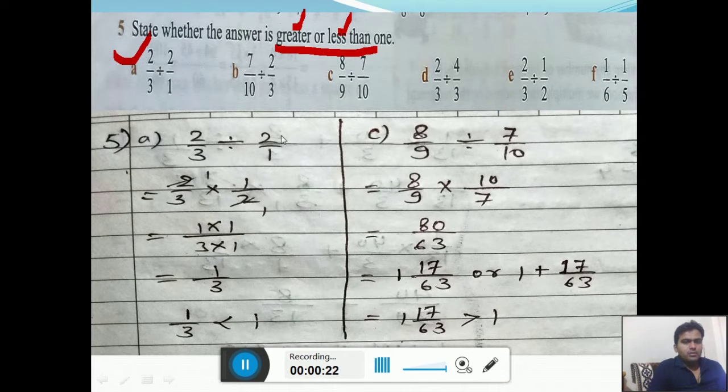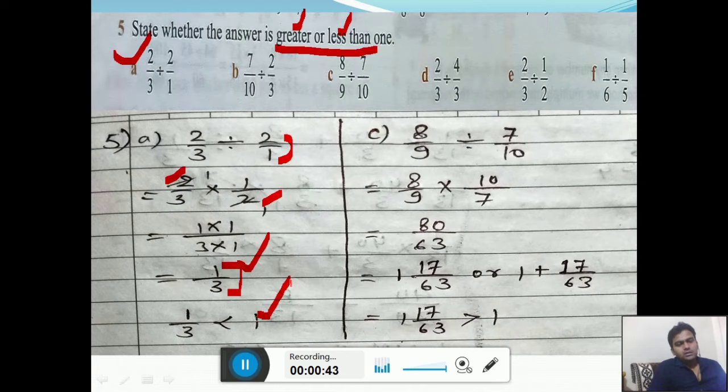So this 2 upon 1 will be reciprocal and becomes 1 upon 2. So this 2 and this 2 will simplify. Now 1 into 1, 1 upon 3. Now it is a proper fraction. So a proper fraction is always less than 1.